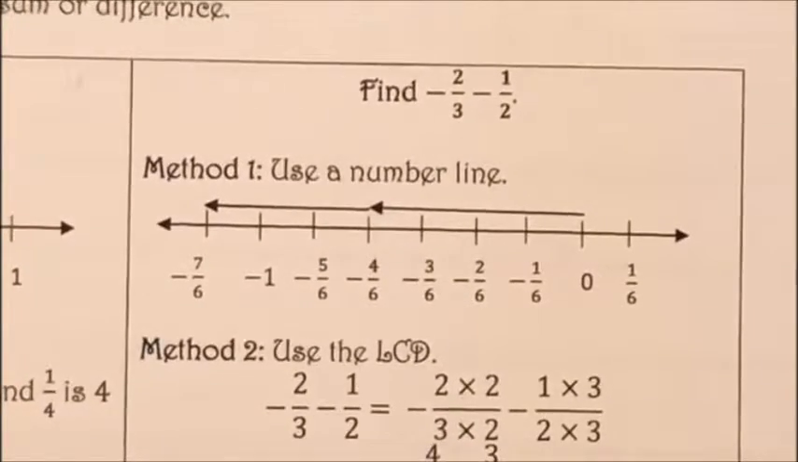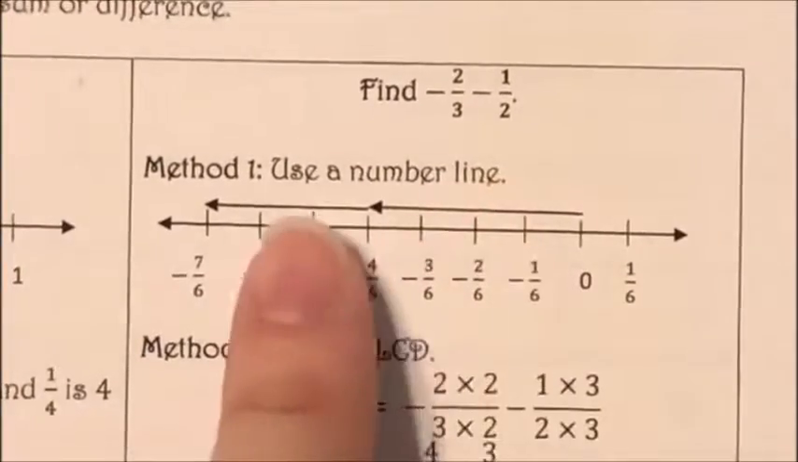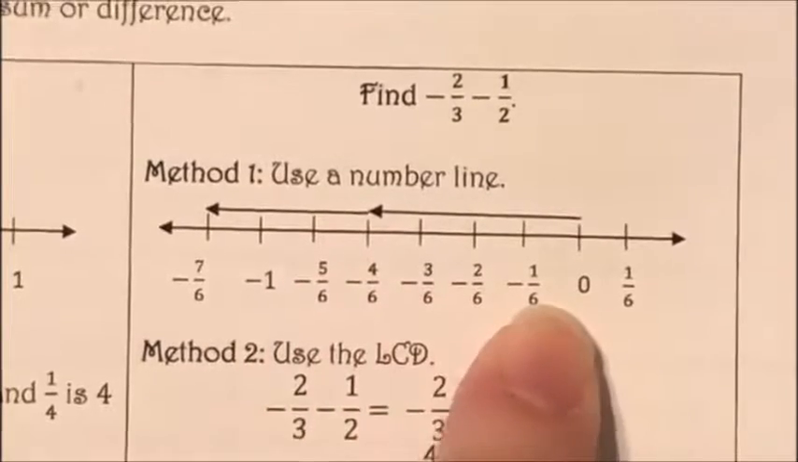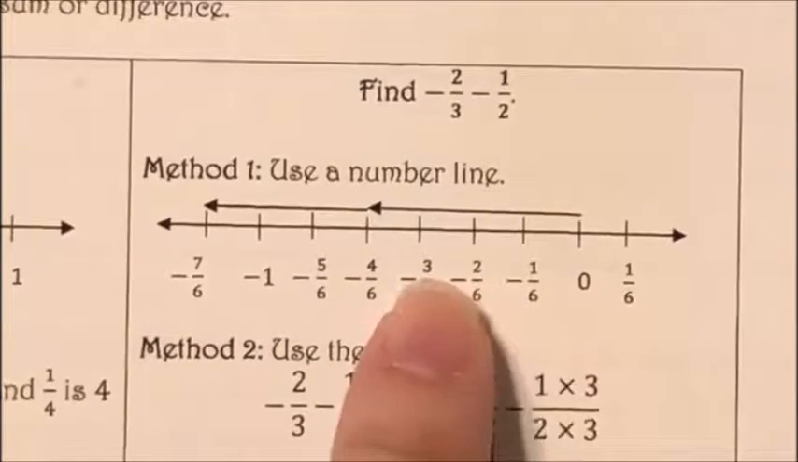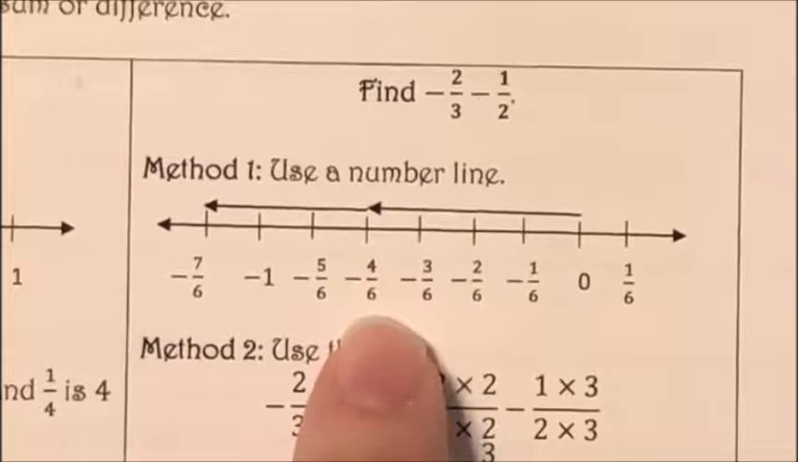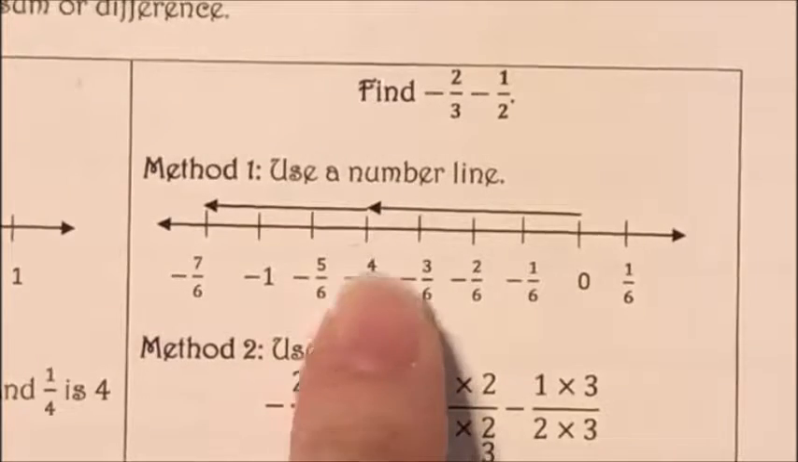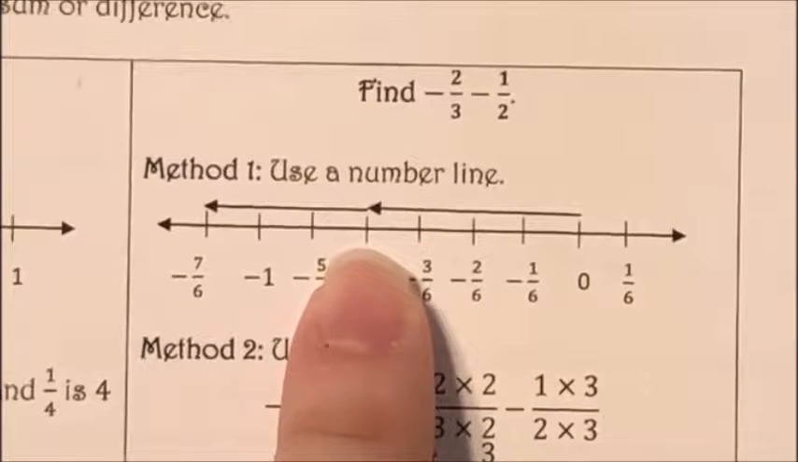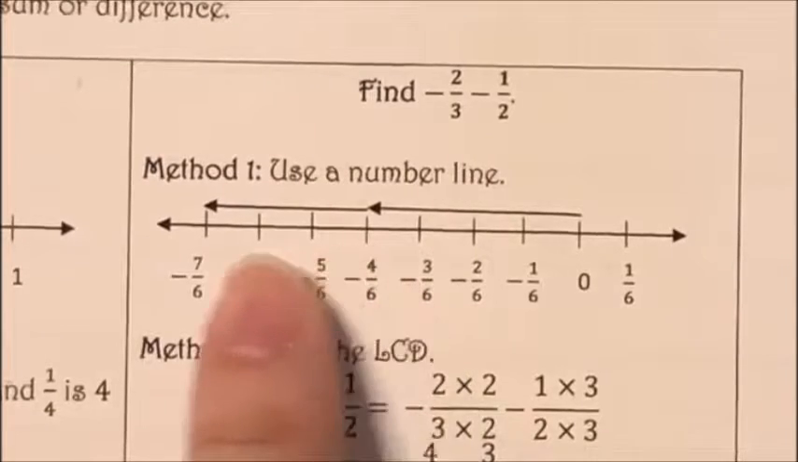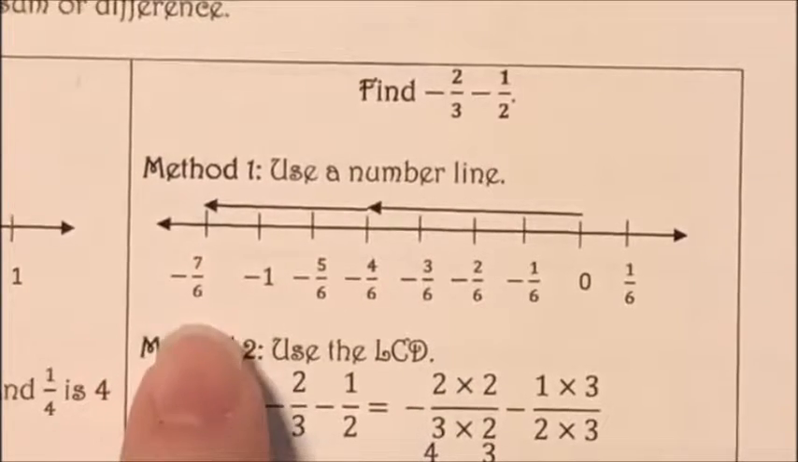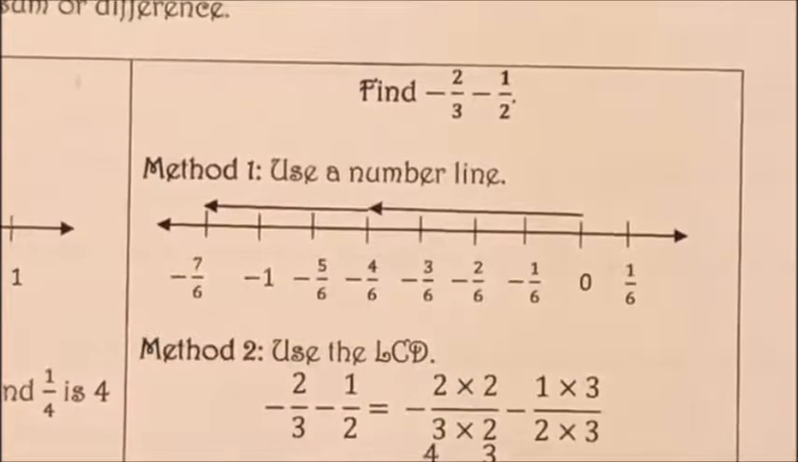I want to find negative 2/3 minus 1/2. So method 1, I can use number line. So I start at 0. I go to negative 2/3, which is the same thing as negative 4/6, minus, so again, I'm going to the left, 1/2. And I get negative 7/6.